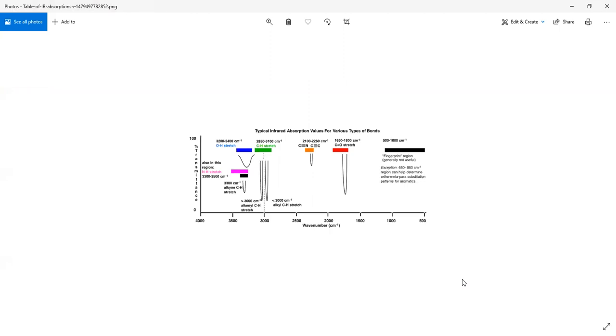Here is another. It says generally not useful for the fingerprint region. Is the fingerprint region kind of just to make sure that you're getting it right? Mm-hmm.